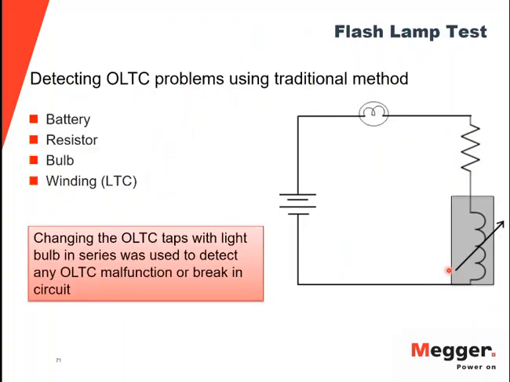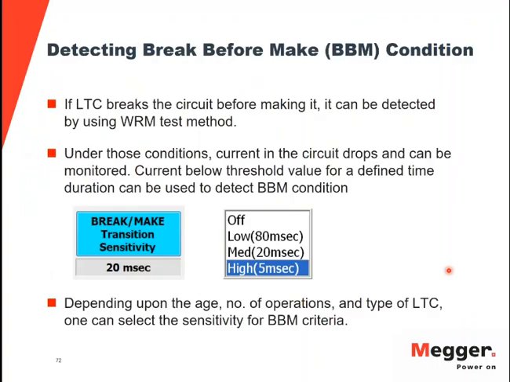In the past, people used to use a battery and a bulb, and they would exercise the tap changer, and if the bulb goes off during the change of the tap changer, that would be an indication that there is a problem with the tap changer. But nowadays, with the automated test instrument, you can define your parameters as to how sensitive you want the test to be, and you can do this make before break test, and you can find out if the tap changer is transitioning properly from one tap position to the other.